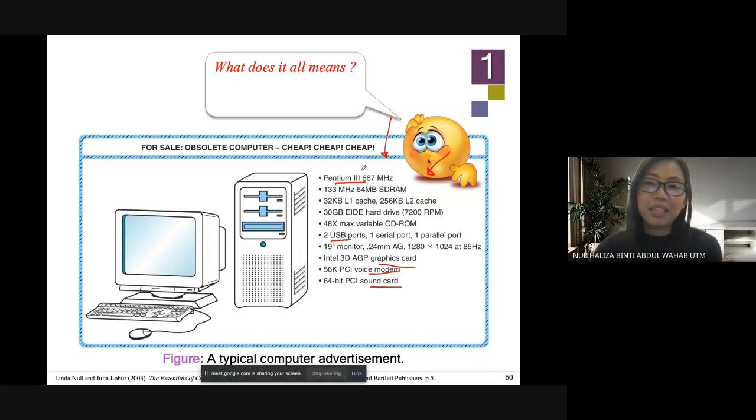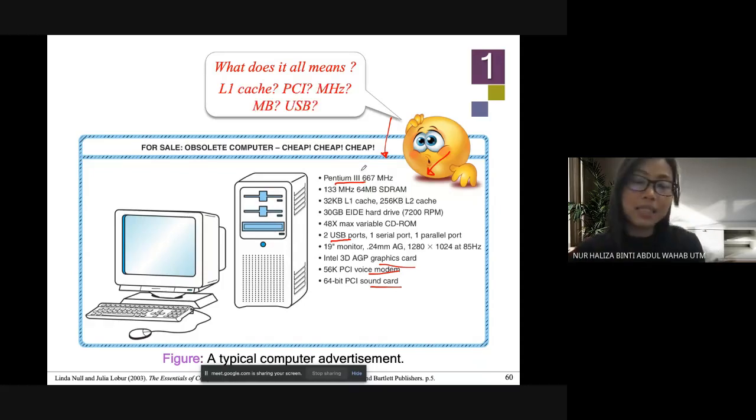So over here it mentions what all this means. L1, what is the keychains, what is PCI, what is the megahertz, what is USB. If you don't know, then it's hard for you to pick which is the correct computer and also the correct laptop for you to use.